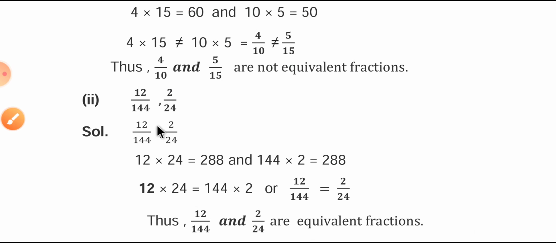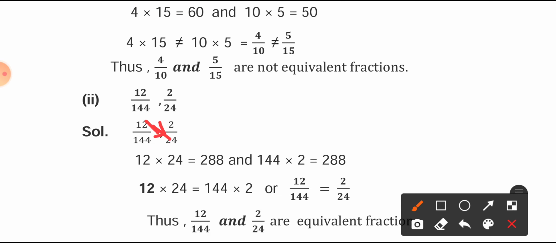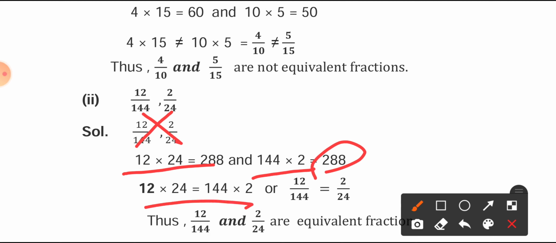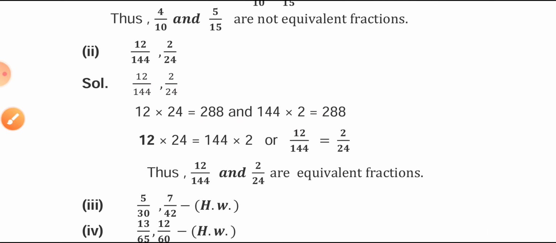Second one, 12 by 144 and 2 by 24. Here too you have to multiply the numerator of the first fraction with the denominator of the second one, and the numerator of the second fraction with the denominator of the first fraction. Or we can say that you have to cross multiply. Multiply 12 with 24 and 144 with 2. So 12 into 24 is 288, and 144 multiply 2 is also 288. Now you can see that the values of both are equal. So we can say that these two fractions are equivalent fractions, meaning the values of these fractions are equal.